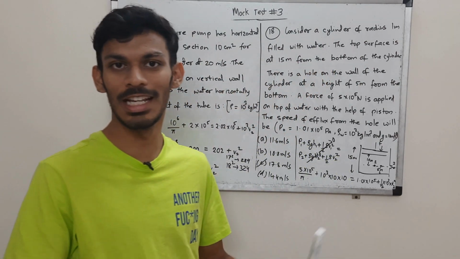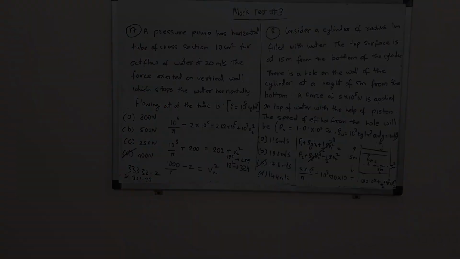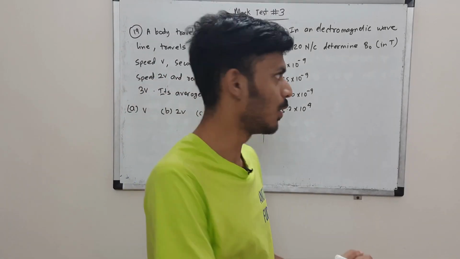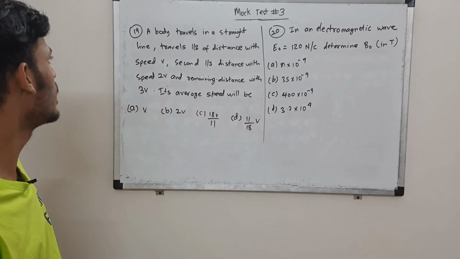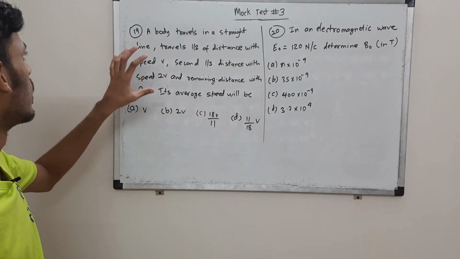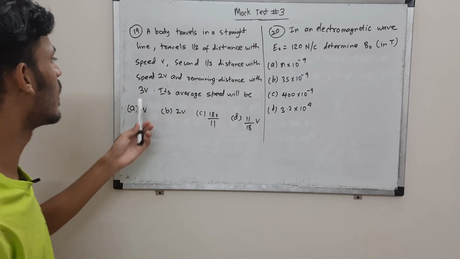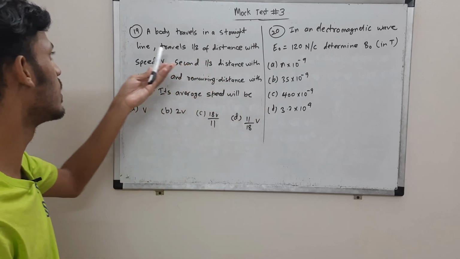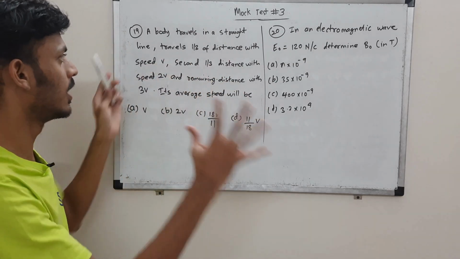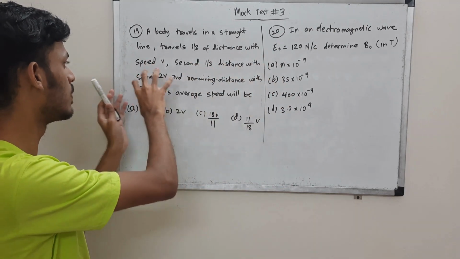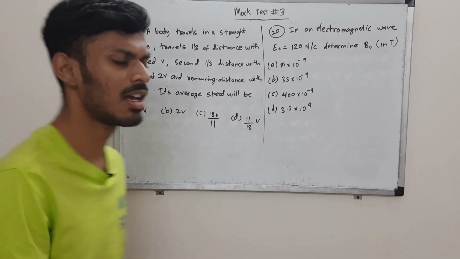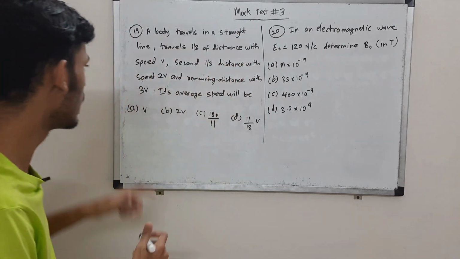So let's move to the next set of questions. Question 19 and 20 over here, the last two questions before we move to the numerical types. In question 19, we are supposed to find the average speed of a body which travels the initial 1/3 of the total distance with speed v, the second 1/3 with speed 2v, and the last 1/3 with speed 3v.